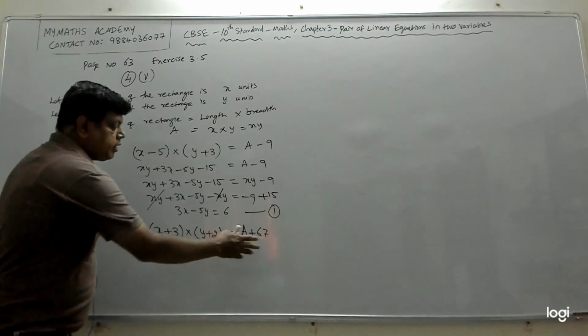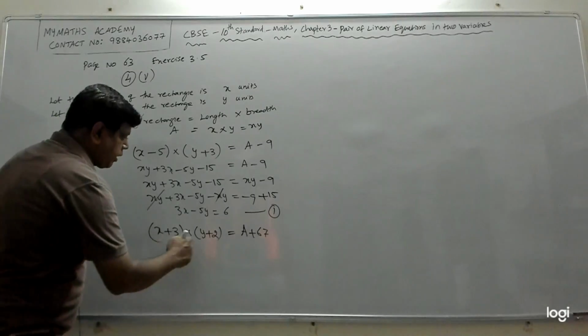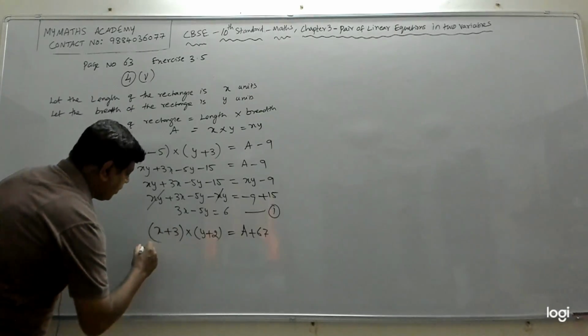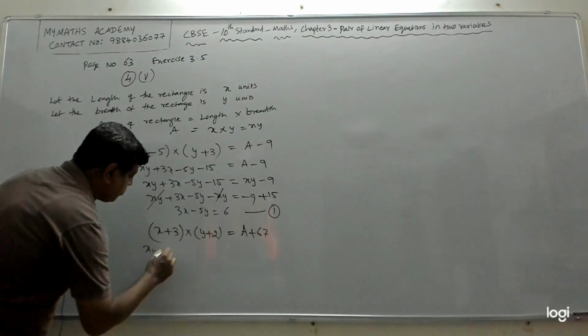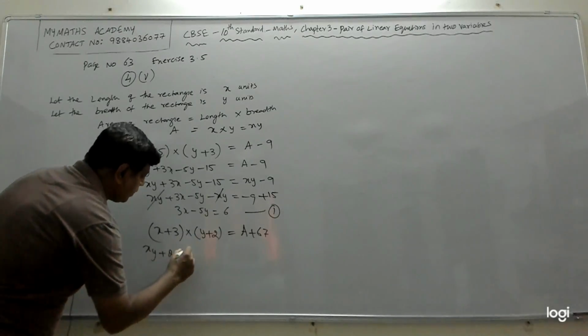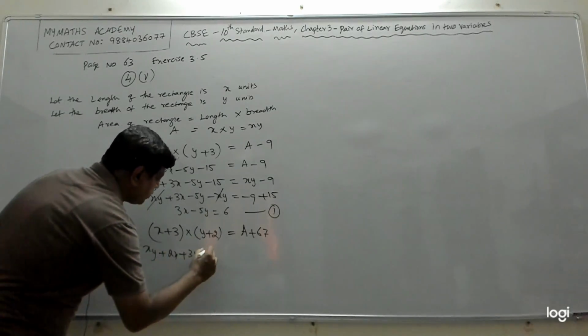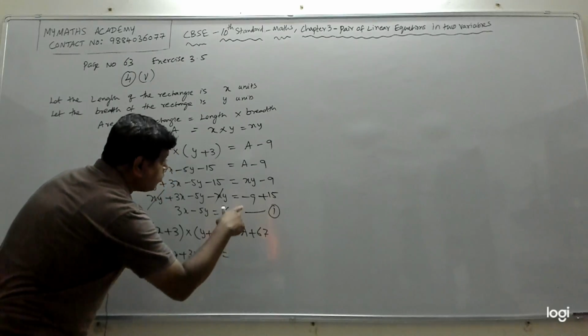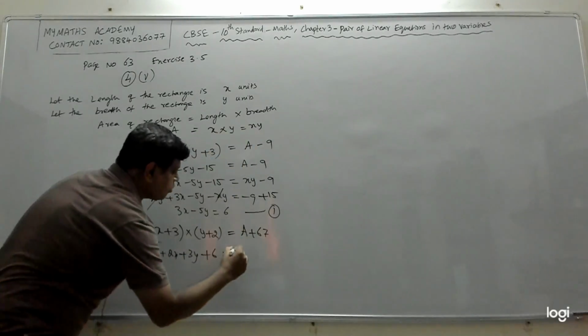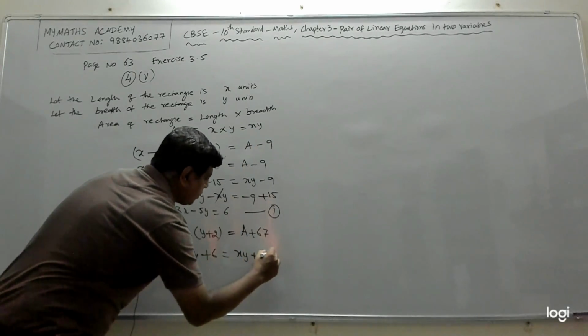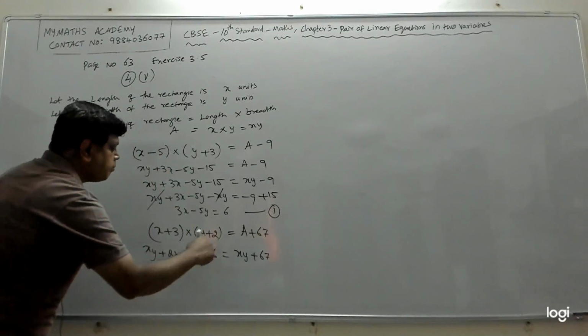Length and breadth gives the area. Now again multiply this. What is x into y? xy, x into 2 is 2x, 3 into y is 3y, 3 into 2 is 6, equal to A. A is what? x into y, the original area, plus 67. Now bring all the variables to one side and numbers to the other side.